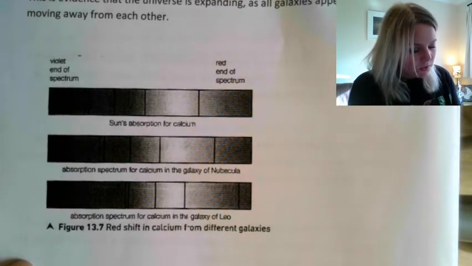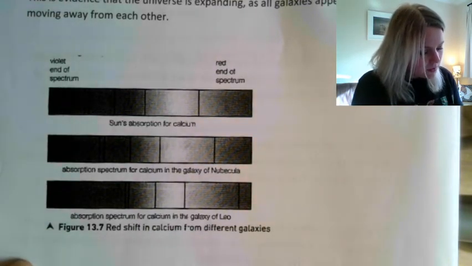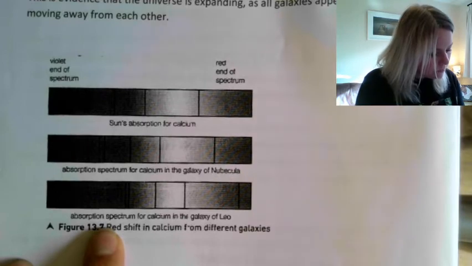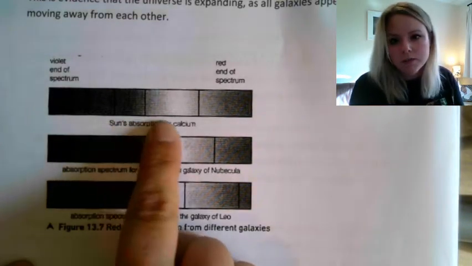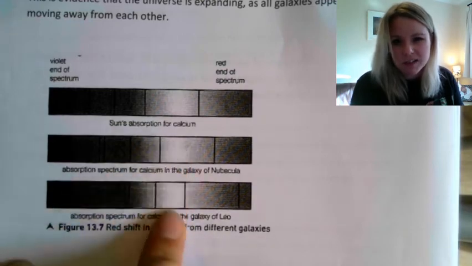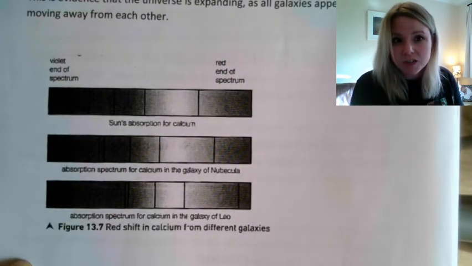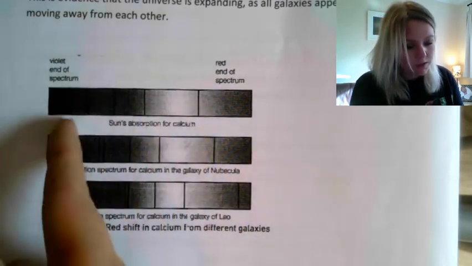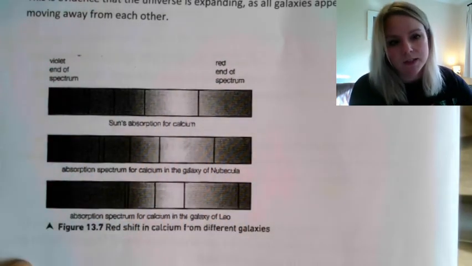Okay, so you can see here that the top one is for our sun, and then you can see these other stars from different galaxies, they're more red shifted. So this is the red end of the spectrum and this is the violet end. So you've got the same pattern of lines all shifted towards the red end of the spectrum.